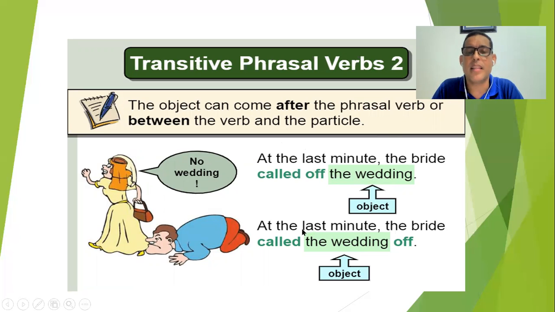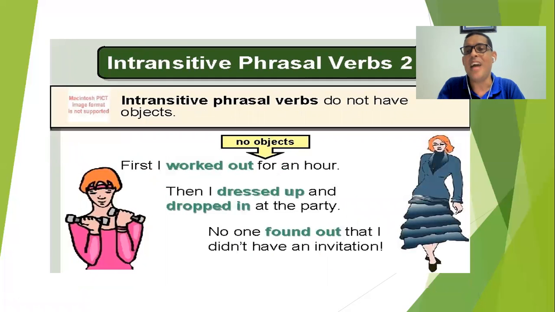Next example: at the last minute, the bride called the wedding off. What is the object in this sentence, in this statement? The wedding. So now the wedding is in the middle of the verb and the particle. So this is why we call this a transitive phrasal verb. Yes. Now let's move on to intransitive phrasal verbs.